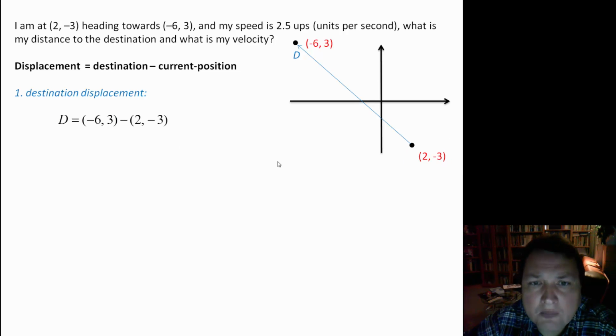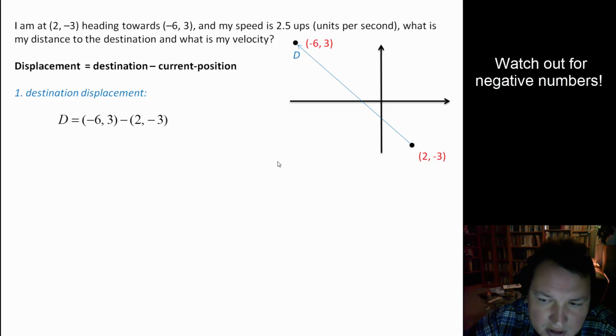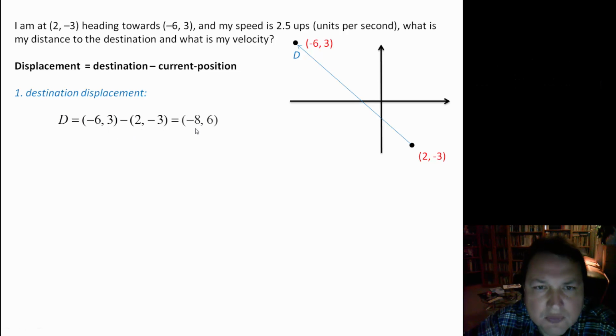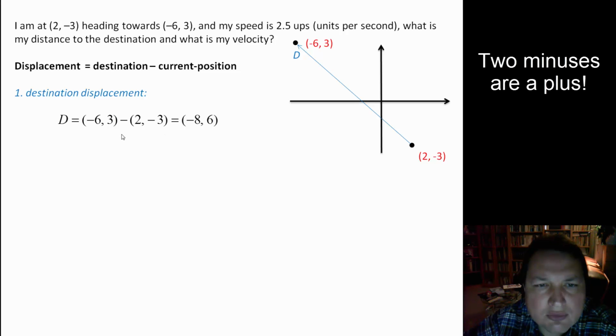Calculating this, you need to be particularly careful about using negative numbers. -6 minus 2, it's easy, it's -8. 3 minus -3 is the same thing as 3 plus 3, and this is 6. So our destination displacement is -8, 6.